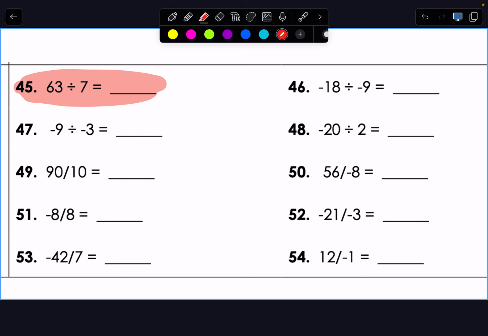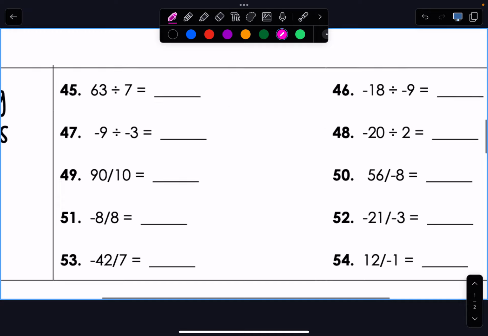We have two positive numbers being divided, which means our answer is going to be what? Everyone? Positive. We're going to have a positive number. So now we just need to think of 63 divided by 7. What times 7 equals 63? 9.